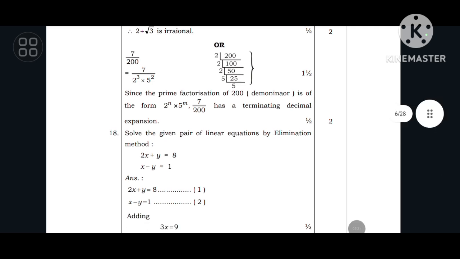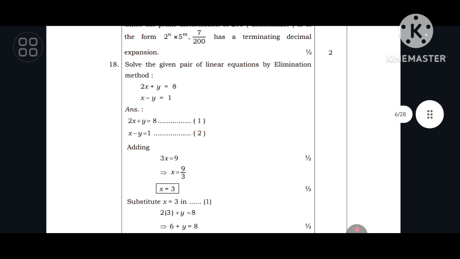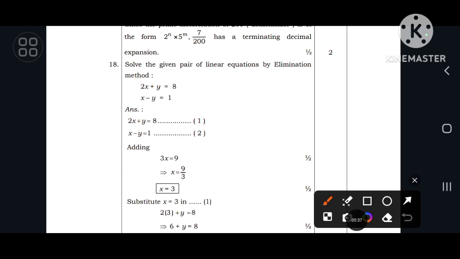Below the OR: solve the given pair of linear equations by the elimination method. You can solve this by any method, but here they have particularly mentioned the elimination method, so you have to solve by the elimination method. Don't use the substitution or cross-multiplication method for this type of question, because you will waste your time. You will get the answer, but you will have no time. You only have 3 hours.